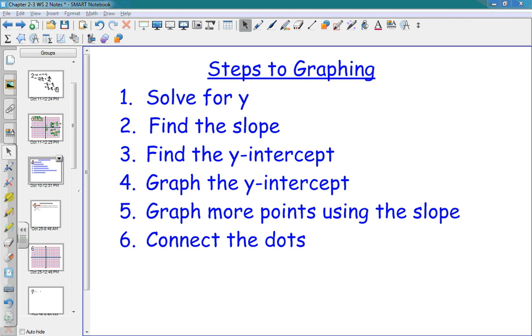All right. This is 2-3 continued. This is the last worksheet I'm going to give you over 2-3. This is going to be actually solving for y.